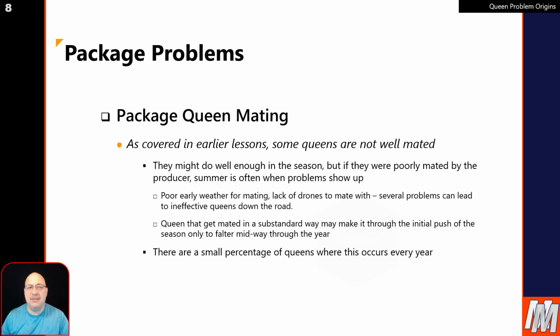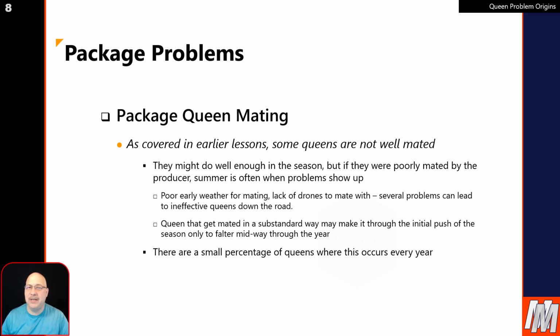We'll start with the reminder that sometimes queens that are supplied with packages fail due to insufficient mating. Whether it was poor weather, lack of drones, or some other root cause problem, the net result is that some queens fail due to a flaw in their mating nuptials.